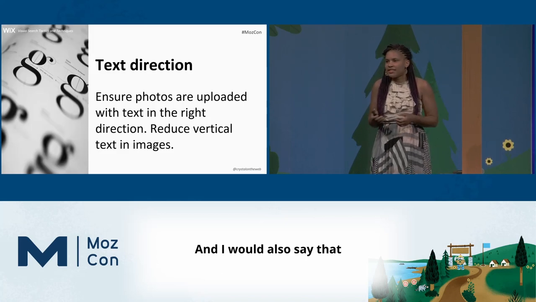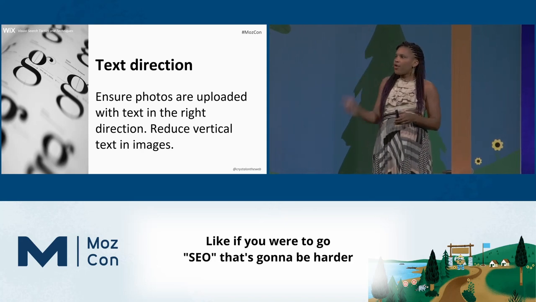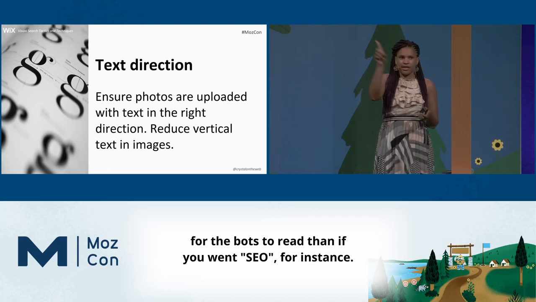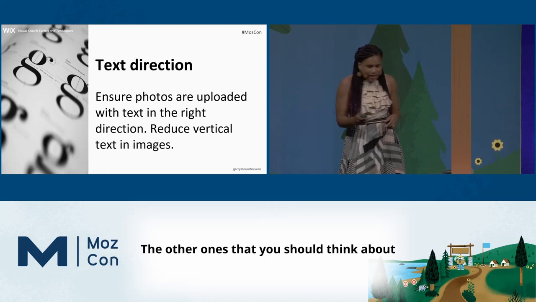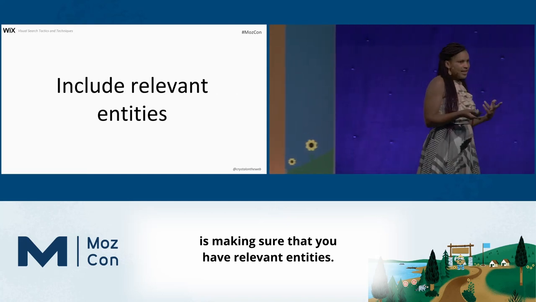And I would also say that it's worth avoiding vertical text. Like if you were to go S-E-O vertically, that's going to be harder for the bots to read than if you went SEO horizontally, for instance. The other thing you should think about is making sure that you have relevant entities.